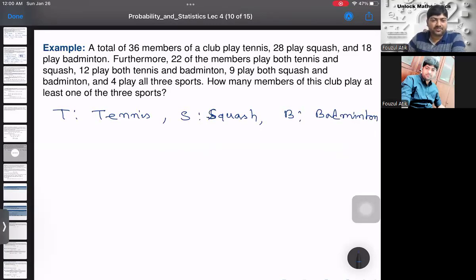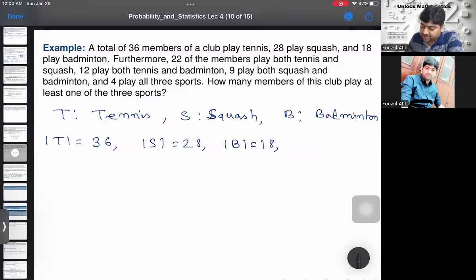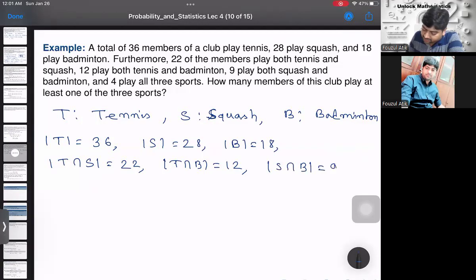Right? Then what other things are given? It is basically cardinality. Because we are discussing in terms of probability, I can write P of T, but basically it is the cardinality of this event T. 36 members play tennis, so the cardinality of T is equal to 36. Cardinality of S is equal to 28. Cardinality of the set B equal to 18. Furthermore, 22 play both tennis and squash, so the cardinality of T intersection S is equal to 22. Cardinality of T intersection B is equal to 12. Cardinality of S intersection B is equal to 9. And the cardinality of all of them is equal to 4.